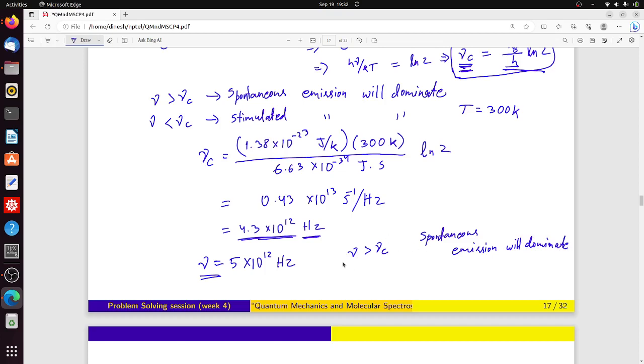To make stimulated emission dominate, what should be the frequency? What should be the frequency so that the stimulated emission is less than 4.3 into 10 to the power... Yes, right. It should be less than 4.3 into 10 to the 12 hertz, right? So we got the answer. In this environment spontaneous emission will dominate.